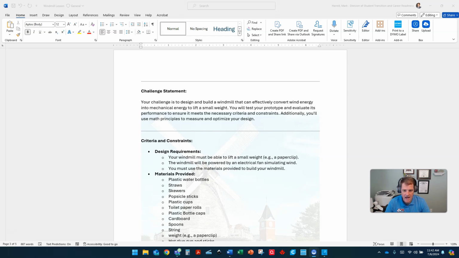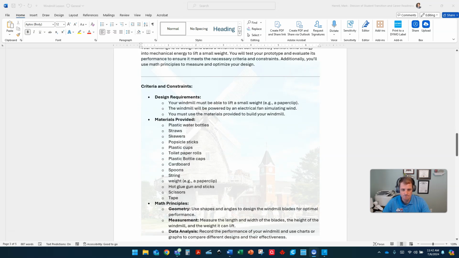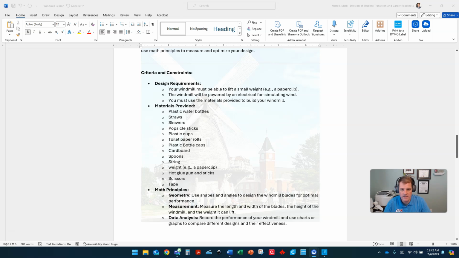Additionally, we've incorporated math, specifically measurement, into this design to make sure that third and fifth grade students are incorporating math into their engineering design. So the requirements: the windmill must be able to lift that small weight that you give them. You could give each team a different weight. That way, when they present at the end and share out, it would help them understand different blade designs depending on the weight that they're trying to lift.